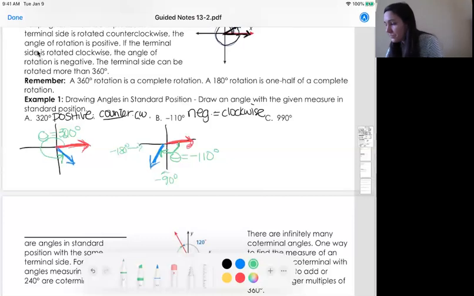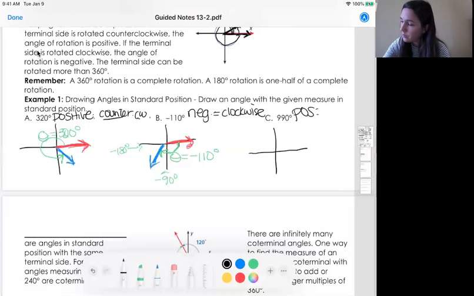Okay, and the last one, 990. So this is a huge angle. Well, it's just an angle that's been rotated a lot. So we're going to draw our axis. It's positive, so which way am I going? Counterclockwise, good. CCW, we'll say. So we always start, our initial side is right there. I'm going to start by rotating. So 990 degrees, that's big.